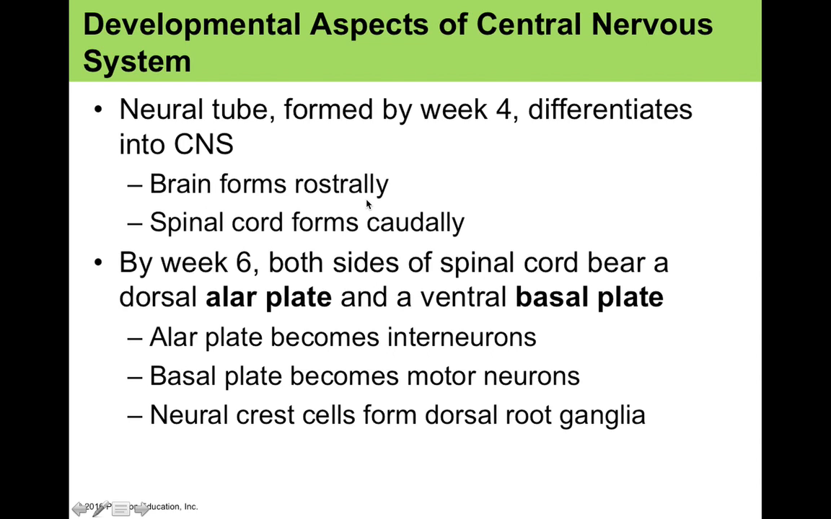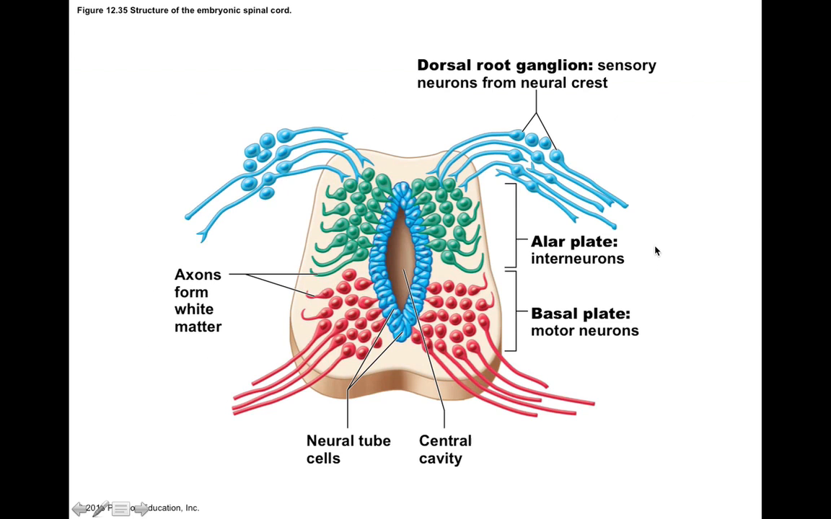The brain forms on the rostral end, or just the end that's closest to the nose side. And then the spinal cord forms caudally, or towards the tail side. By week 6, both sides of the spinal cord bear this alar plate and basal plate. The alar plate becomes interneurons, the basal plate becomes motor neurons, and then the neural crest cells form these dorsal root ganglia that are associated.